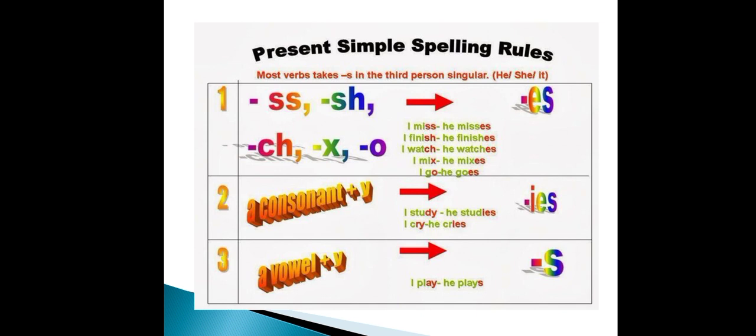Third case, if the verb is ended at a vowel and y, then we have to add s only. Play will become plays. Do remember these rules, then when to add s and when to add es, or when to replace y with ies in the simple present tense.